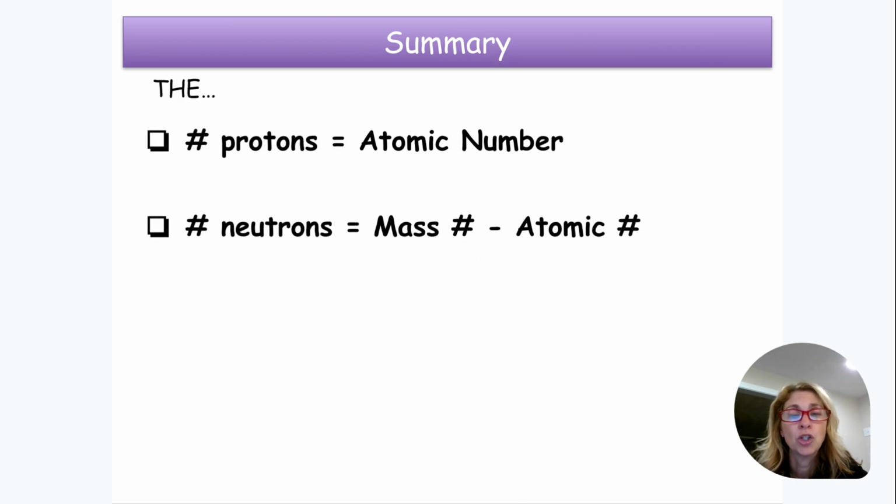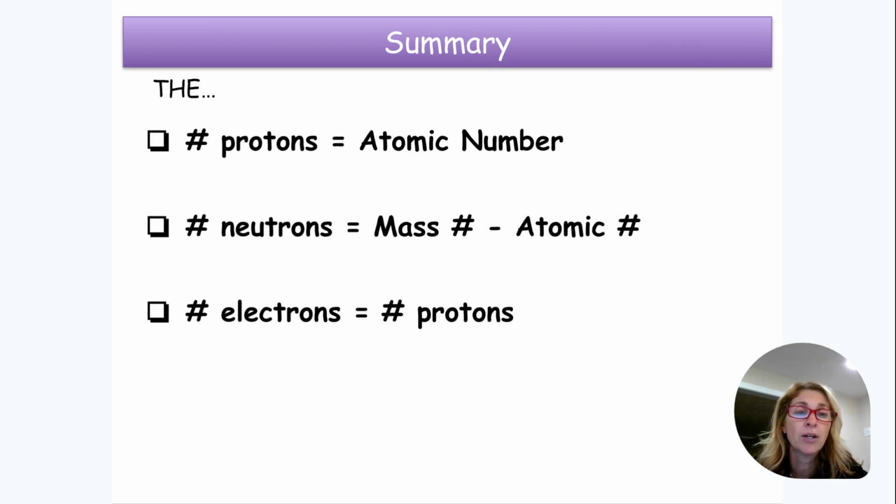Also, in summary, to determine the number of protons, neutrons, and electrons. To determine the protons, we look at the atomic number. To look at the electrons, we would look at the number of protons for a neutral atom. To determine the number of neutrons, we would have to take the mass number and subtract from that the number of protons, which is the atomic number.